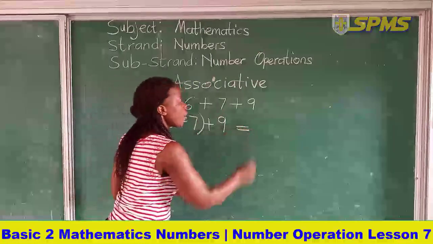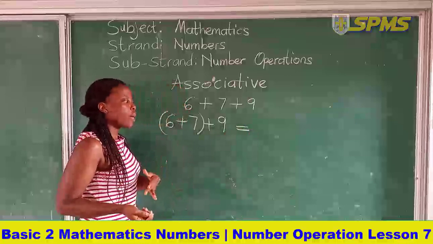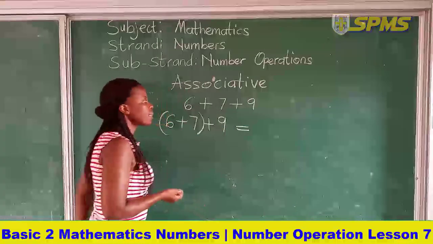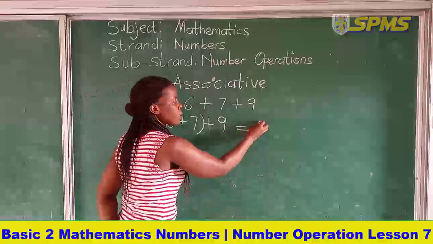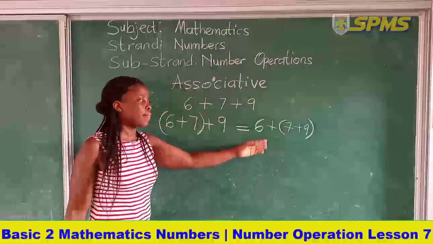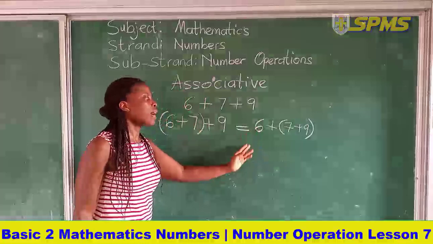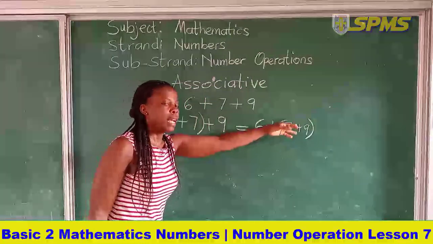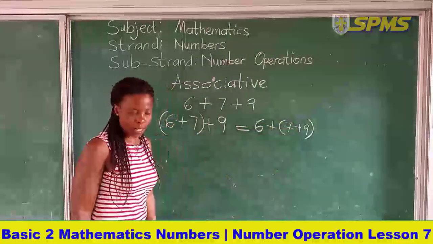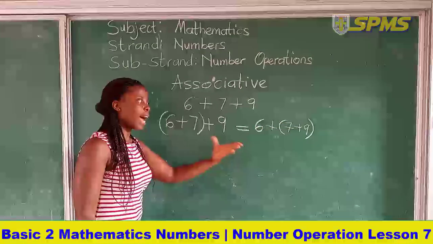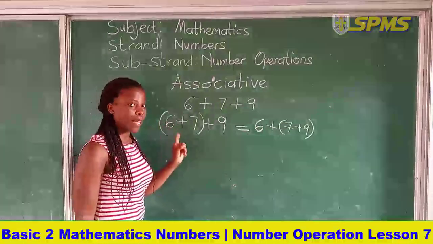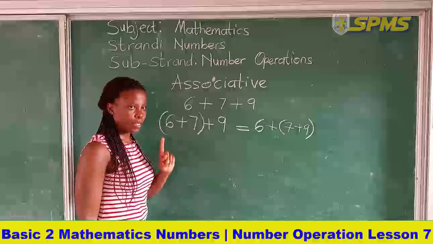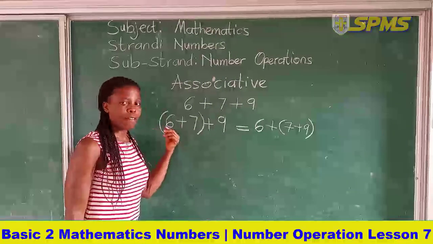I'm going to do another associative property at the other side. This time, I'm going to bring the 6 outside. So in the second sentence, you have 6 outside, then the 7 and 9 in the bracket. Okay, now let's try and add all. First, you add the numbers in the bracket. Do not forget, bracket first.